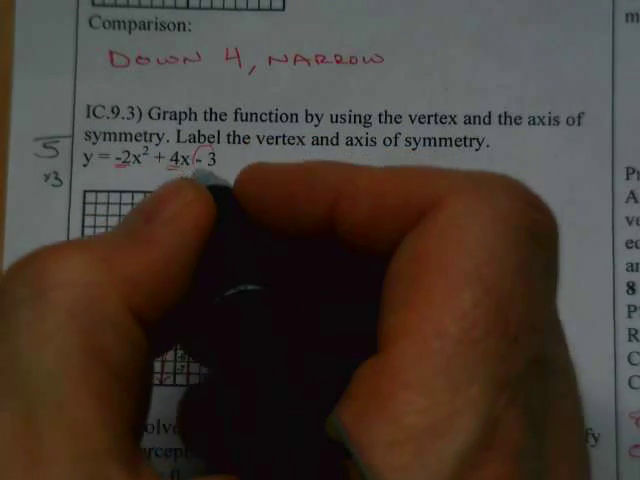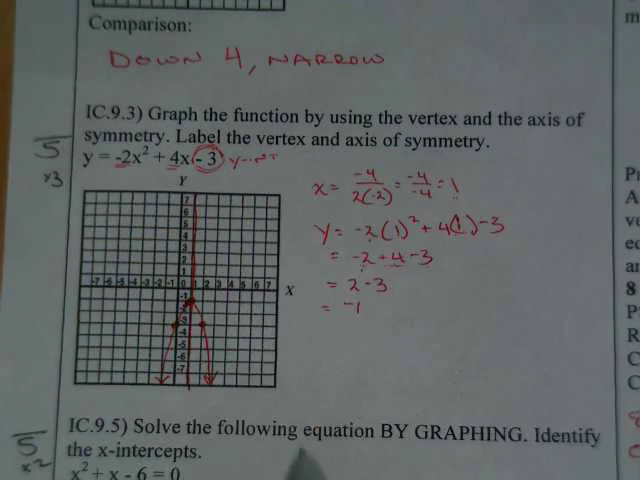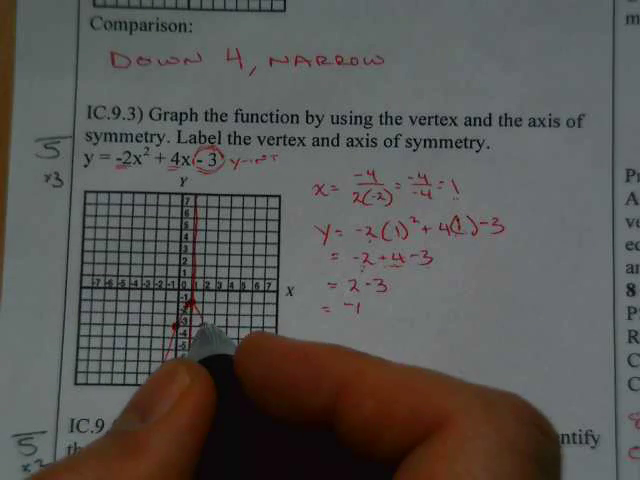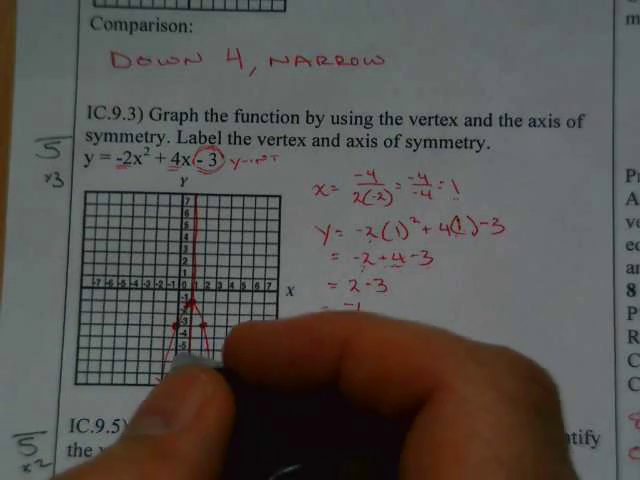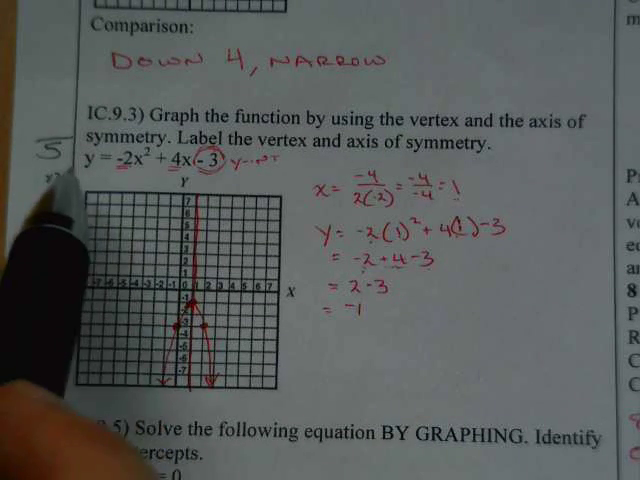This one winds up being real nice because this is my y-intercept, the c value. And so I've got a point right here at negative 3 on the y-intercept. I've got a symmetric point on the other side of the axis of symmetry, and now I've got enough to graph. Okay, over here you're going to solve the equation by graphing, which means you actually need an answer, x equals. It's not a function like this one.